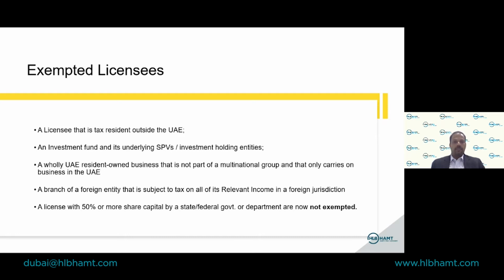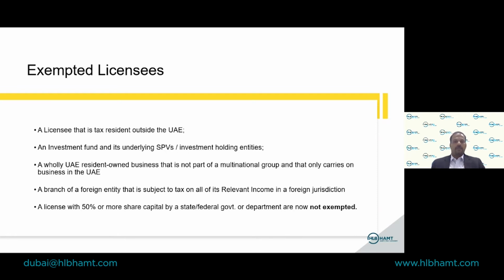A wholly UAE resident owned business that is not part of the multinational group and that only carries on business in the United Arab Emirates. Very important: a wholly UAE resident owned business that is not part of a multinational group and that only carries on business in the United Arab Emirates would be excluded in the new regulations. A branch of a foreign entity that is subject to tax on all of its relevant income in a foreign jurisdiction. Please note the point, it is subject to tax. A branch of a foreign entity that is subject to tax in the other foreign jurisdiction would be exempt for this purpose.